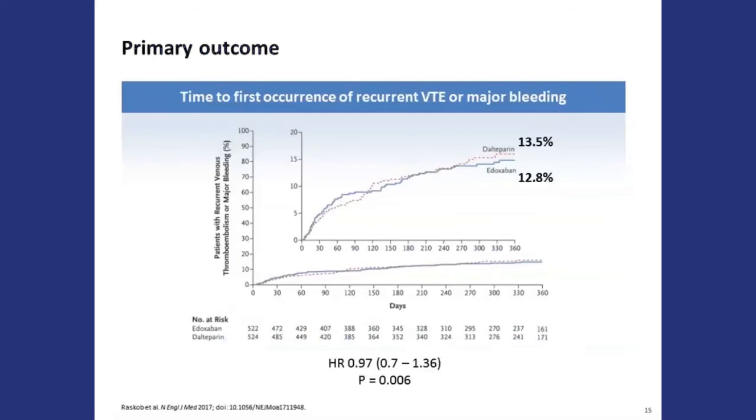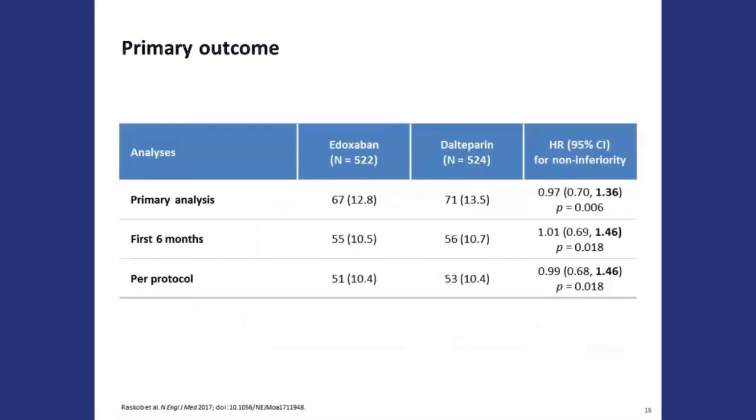If you look at their primary outcome first, which was that combined endpoint of both clotting and bleeding, you can see that the lines were almost exactly overlapped. So they proved that it was non-inferior based on this combined endpoint. And they also did a superiority test, which showed it was not superior, but non-inferior at least. And they did split out the first 6 months. They split out per protocol versus intention to treat, and basically all of the outcomes when they looked at these different analyses for the primary outcome of that combined endpoint were the same.